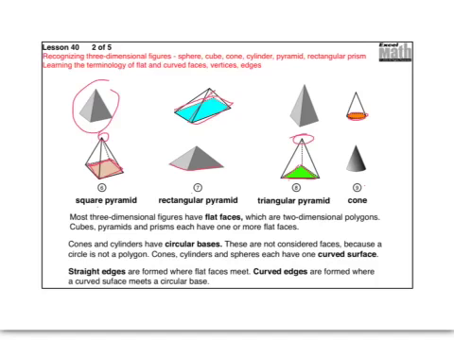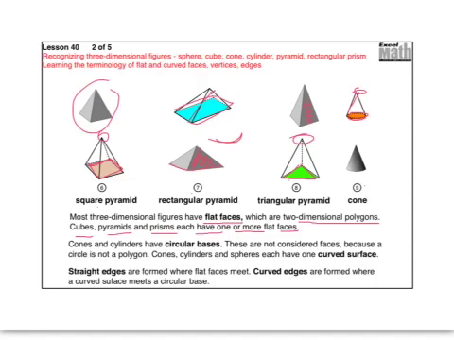See, it's got a circle as the base, then it comes up to a point at the top. Most three-dimensional figures have flat faces, which are two-dimensional polygons. Cubes, pyramids, and prisms each have one or more flat faces. A flat face is like that right there. It's a smooth surface, and it's completely flat. There's no curve to it at all. So that's a flat face. Here is a flat face right here, and so on.